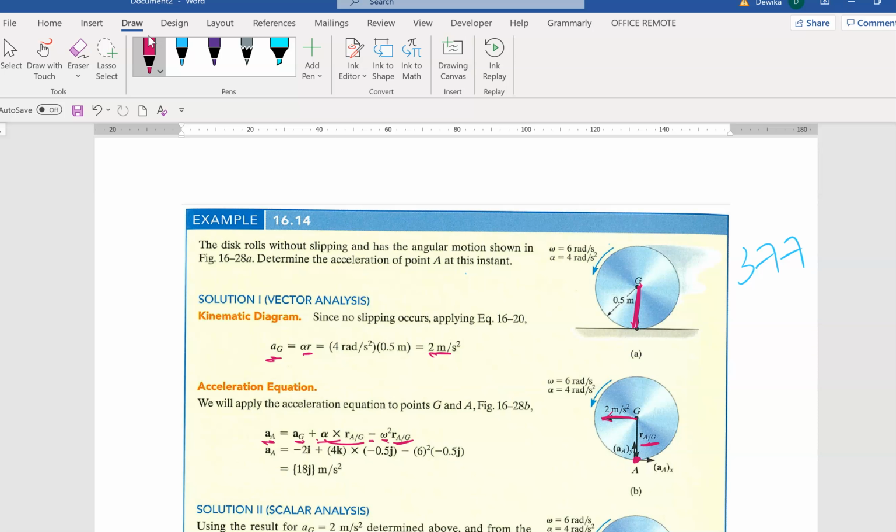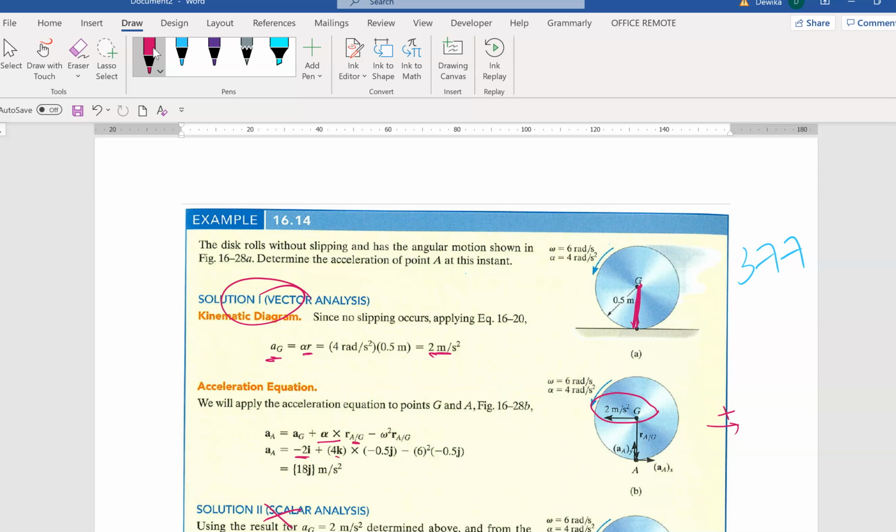Now plug in the values. It's always advisable that you solve by vector. Do not do it by scalar analysis, very confusing. Now let's solve the question. So AG, what is AG? Acceleration at G. AG will be 2 meter per second squared, and negative. Why? Because this side is positive in x. Next is alpha cross with RAG.